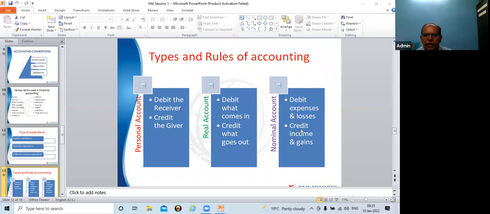So that account should be created. So the rule for nominal account is: debit expenses and losses, credit gains and income. Debit expenses and losses, credit income and gains. So take a screenshot of this particular slide, and please remember.